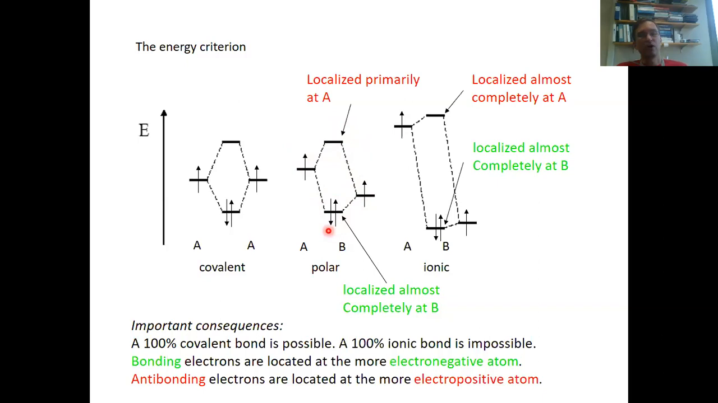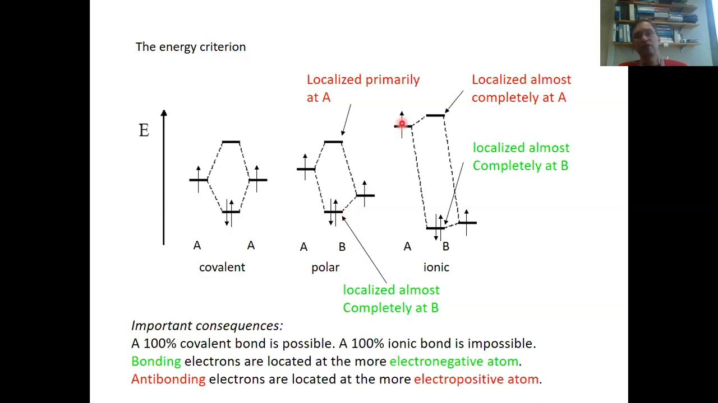So now, because the bonding molecular orbital is localized primarily at B, the electrons will now not be equally shared anymore, okay, or at least not exactly equally shared. So they will be localized primarily at B, okay, even though not exclusively at B. And that means that we do not have an ideal covalent bond anymore, but we have actually a polar covalent bond.